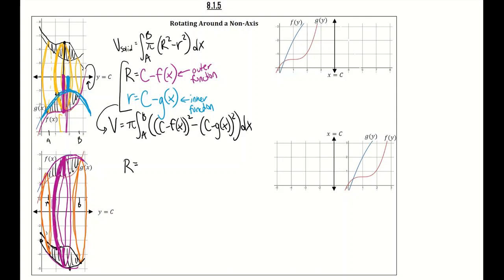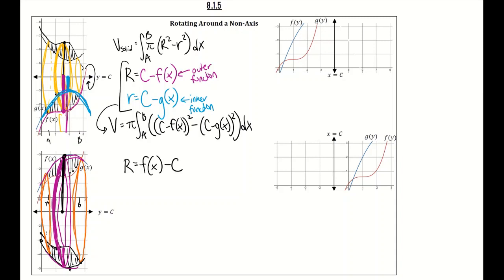Now in this case, the big R is not going to be c minus f of x. The reason for that is because c is now below my functions. In the previous example, c was above my functions. But it doesn't really change that much. The radius is still the distance from c to the outer function. But now f of x is higher than the axis of rotation. So if f of x is above the axis of rotation, then that's going to be f of x minus c. So again, very similar to the previous example. It's going to be upper minus lower.